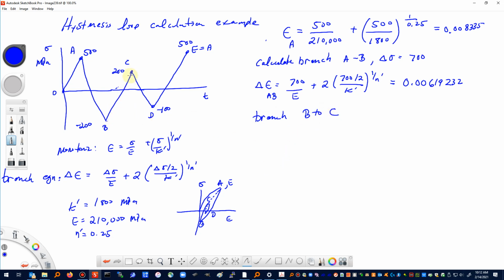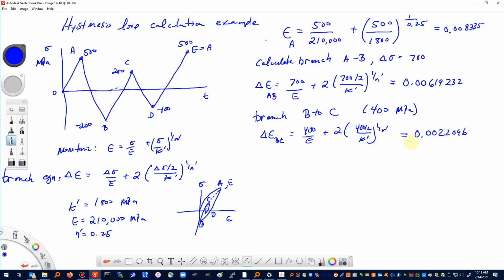Now there's a stress change, a delta sigma from B to C of 400 megapascals. All right, so that's pretty easy. I calculate my change in strain from B to C: 400 over E plus 2 times 400 over 2 divided by K prime to the 1 over N prime power. And I end up with my delta epsilon of 0.0022096.